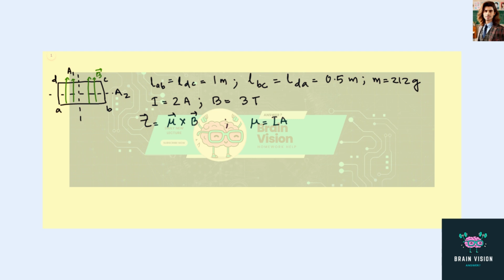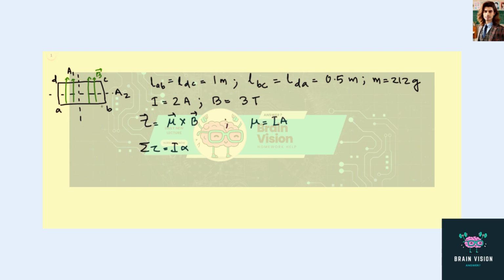Now, to find the angular acceleration of the coil, we use Newton's second law, which says the total torque is equal to I times the angular acceleration. So first we have to find the moment of inertia.